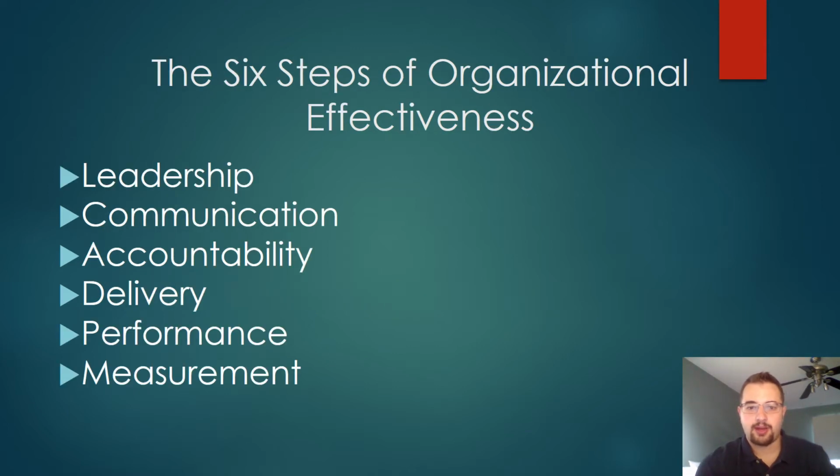Okay, so now that we've kind of defined what organizational effectiveness is, we're going to really touch on the steps here. So, as you can obviously read, you got leadership, communication, accountability, delivery, performance, and measurement. So, starting off with leadership, briefly talked about it, but you need a strong leader with a vision, an idea. This is what we want to produce, or this is what our mission statement is. How are we going to achieve this mission statement?